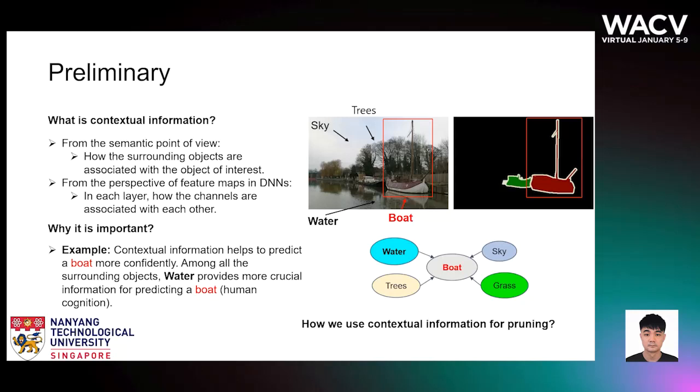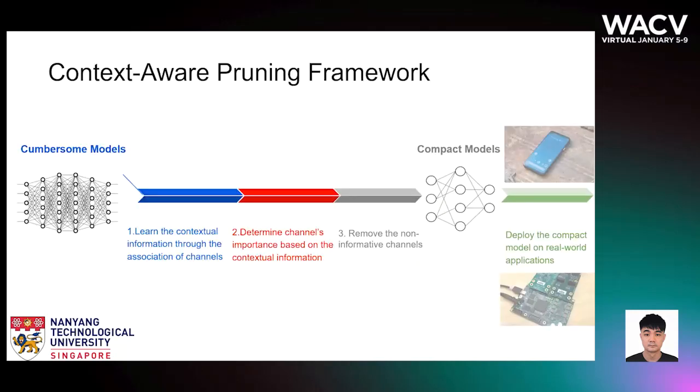Since the contextual information is so important, can we leverage it to guide the pruning for deep neural networks? It has been achieved by our proposed framework, where we tend to preserve channels that provide such important contextual information, like water, and to discard the ones that offer less important context, like sky and grass. Our framework includes 3 steps. First, to learn the contextual information through the association of channels. Second, to determine the channel's importance based on the contextual information. Third, to remove the non-informative channels and obtain the compact model.